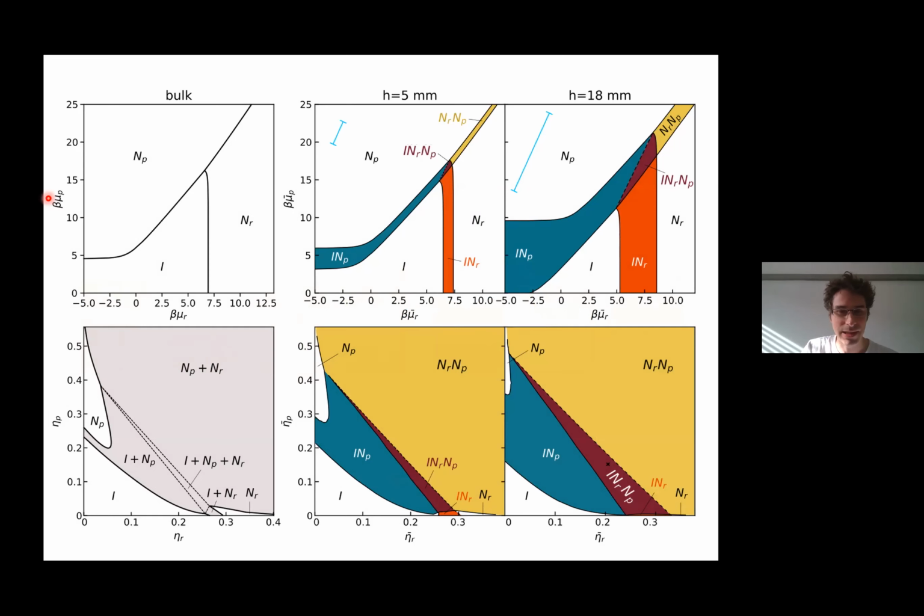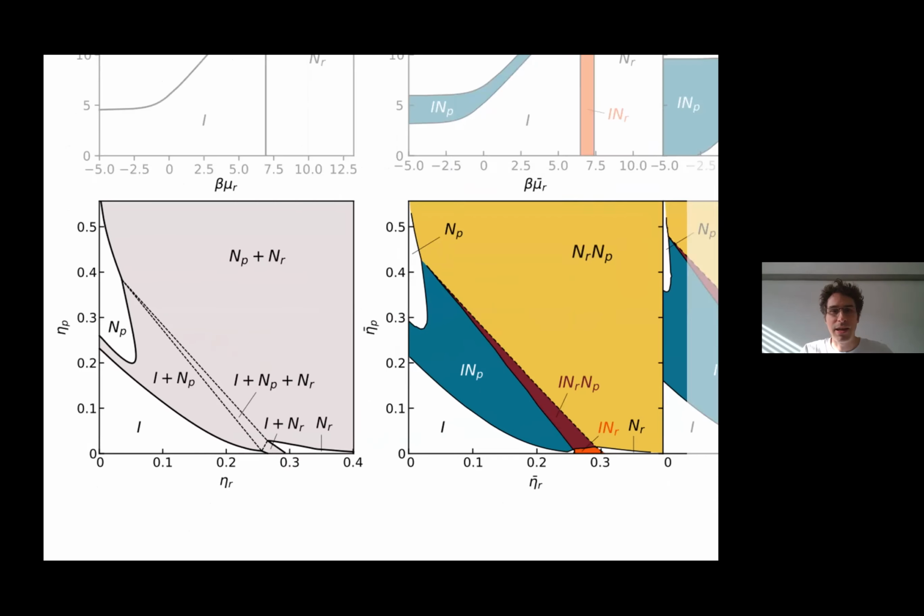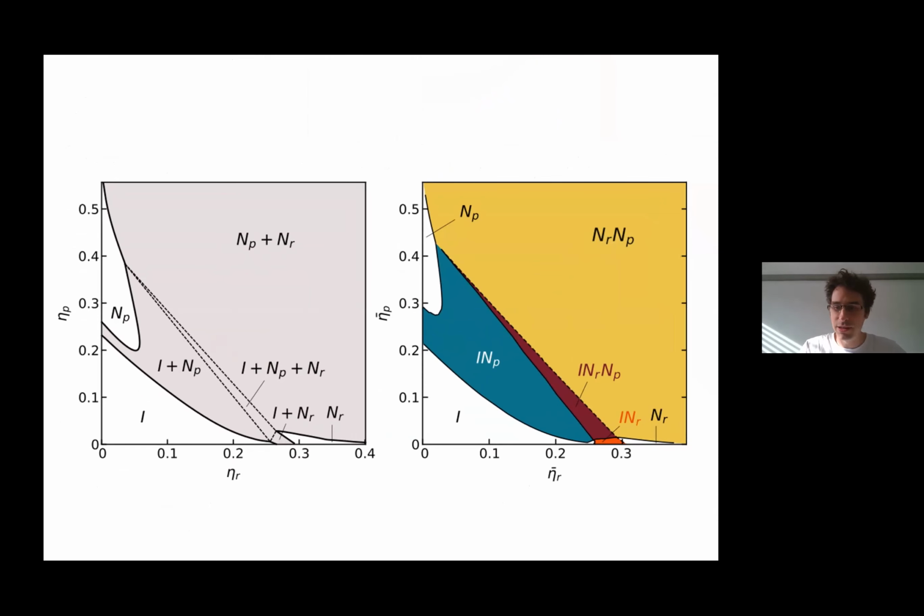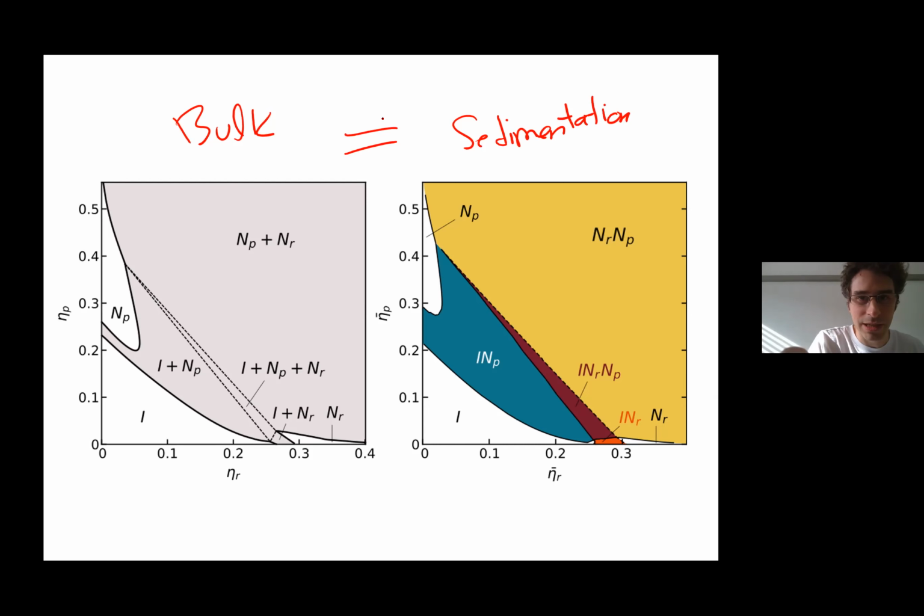And it is the following. I have been telling you, and this is true, that this is bulk, and this here is sedimentation, okay? And bulk is different from sedimentation. But if you look at these two phase diagrams, they have the same topology. There is a one-to-one correspondence between each of the regions of this phase diagram.